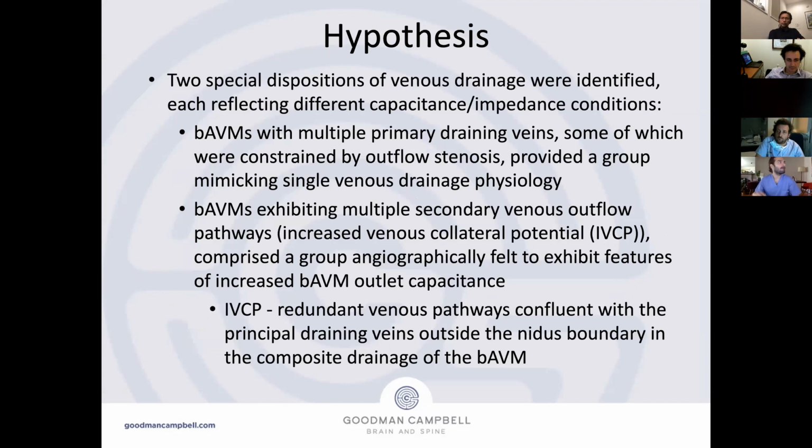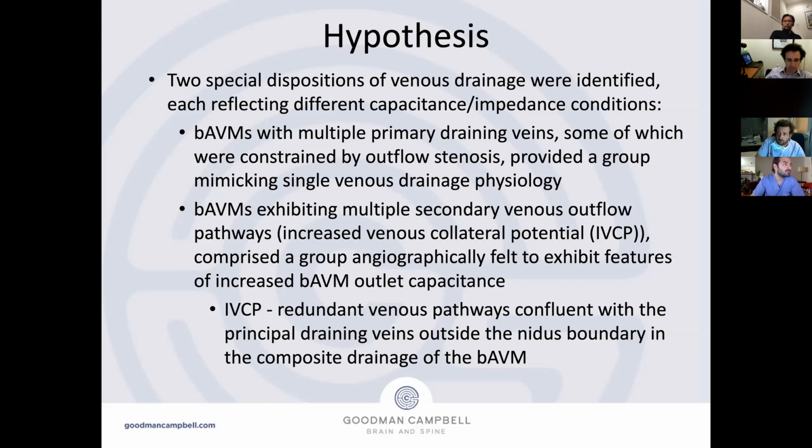So 2 special dispositions of venous drainage were identified, each reflecting different capacitance or impedance conditions. In the first case, we had brain AVMs with multiple draining veins, some of which were constrained by an outflow stenosis, providing a group mimicking single venous drainage physiology. Brain AVMs exhibiting multiple secondary venous outflow pathways, which we called increased venous collateral potential, which I'll define in just a moment, comprised a group angiographically felt to exhibit features of increased brain AVM output capacitance. So what was IVCP, or increased venous collateral potential? These were redundant venous pathways confluent with the principal draining veins outside of the nidus boundary in the composite drainage of the brain AVM. So what does this look like?